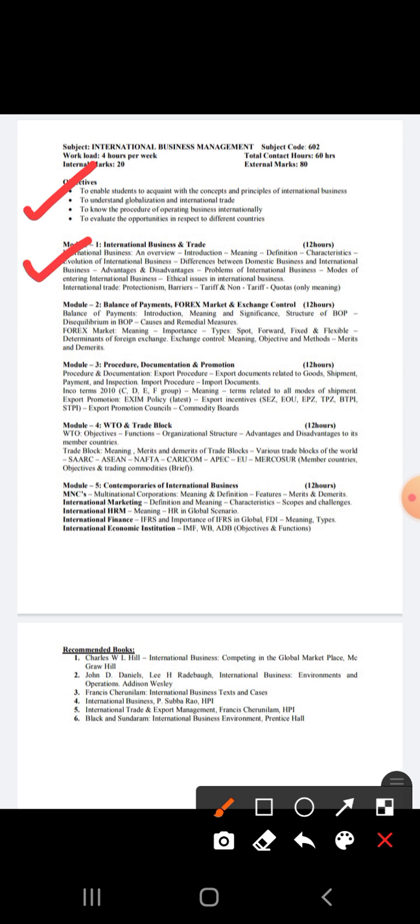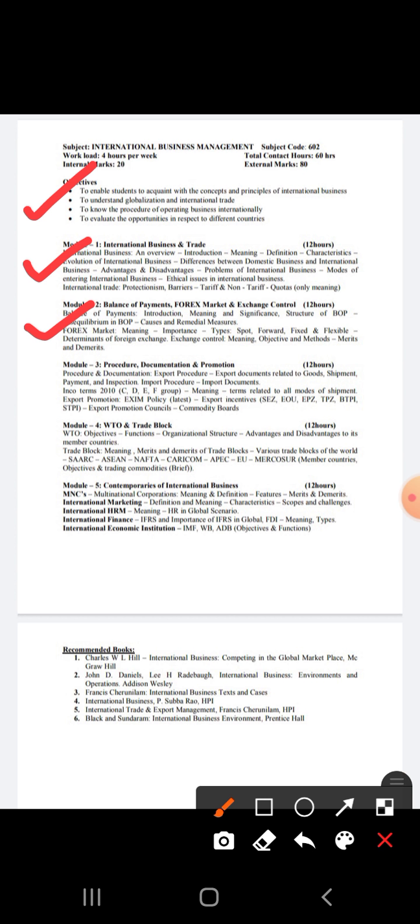So, Unit 1 talks about international business and trade. Here we will have the overview of this subject: meaning, definition, characteristics, evolution, difference between domestic business and international business, advantages, disadvantages, problems of international business, modes of entering international business, ethical issues, international trade, protectionism, barriers, tariff and non-tariff quotas.